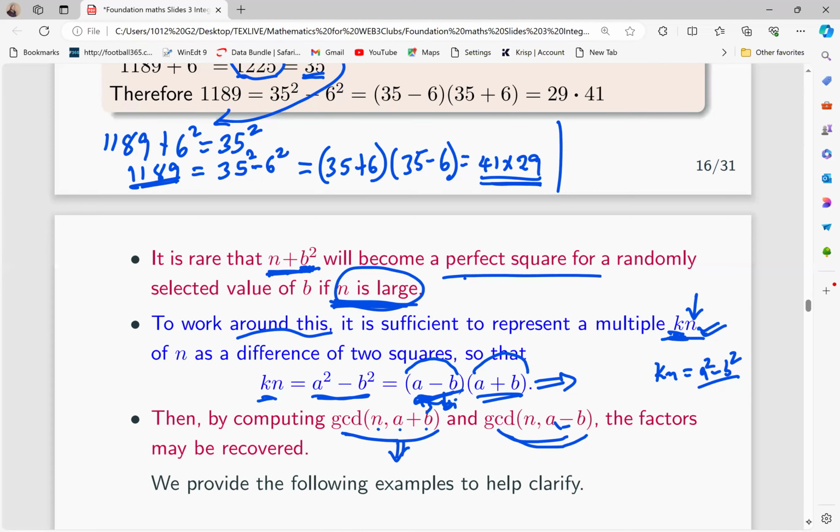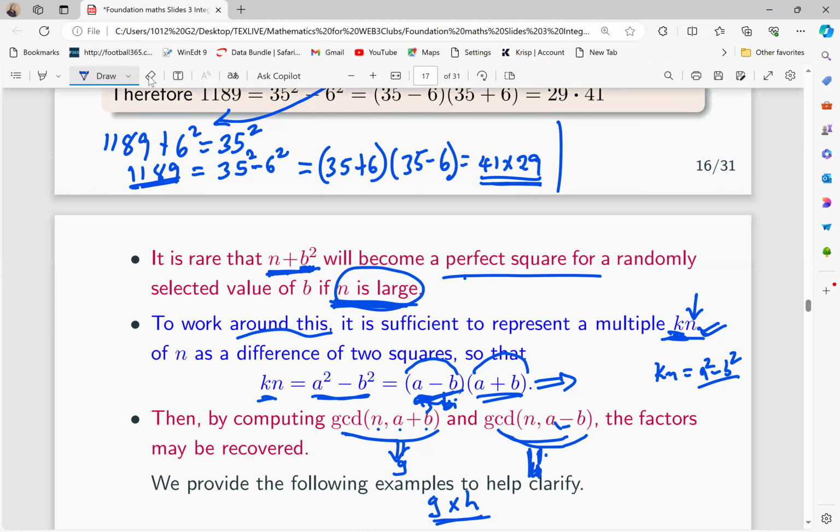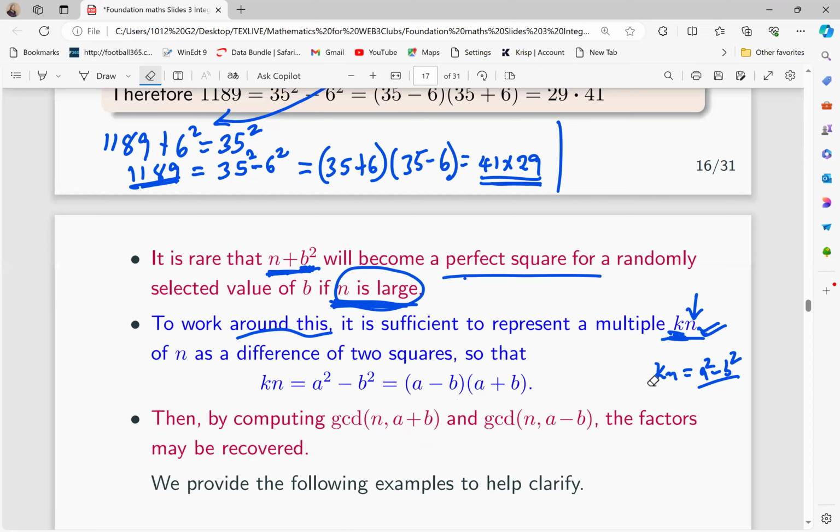supposing the GCD here is G, and the GCD here is H, supposing that is what you get. Then now, G and H become the factors of the number you are factorizing. I've just said the essence of multiplying this number with another constant is to ensure that you reduce the number of steps.